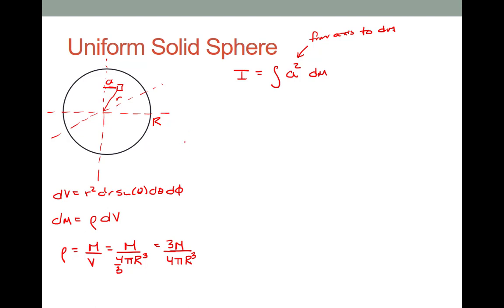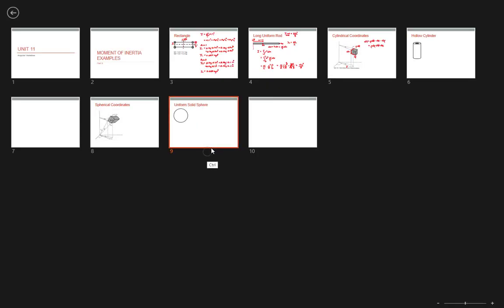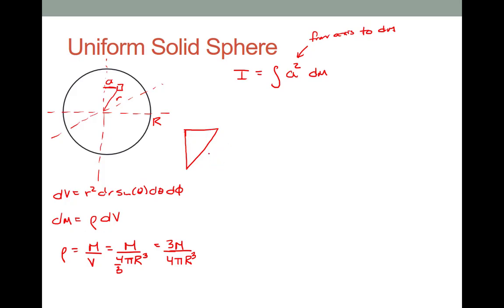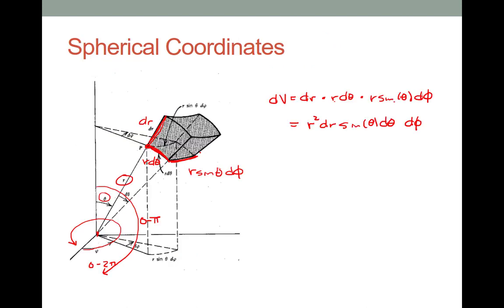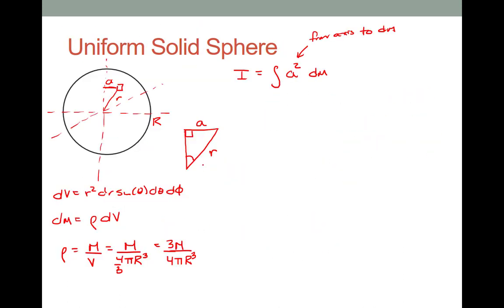We have a triangle now. That triangle looks like this. We have r on the hypotenuse. We have a on this side. And this angle, if we look back, is by definition theta. You can see it right here. So this is theta. I can now rewrite a as a equals r sine theta.